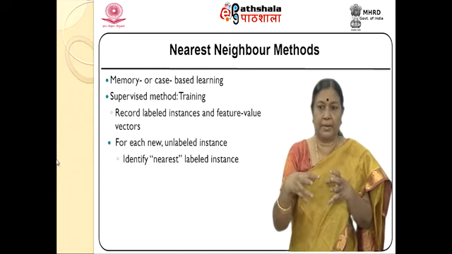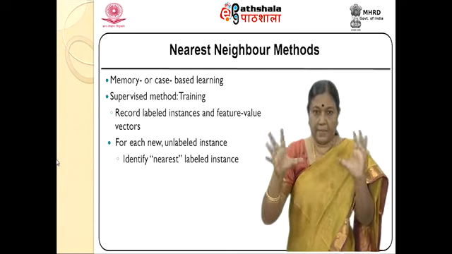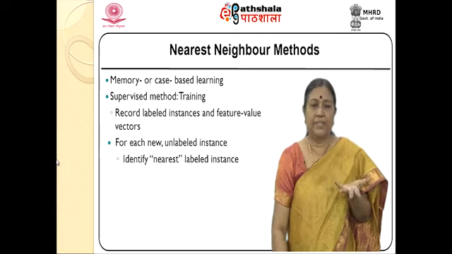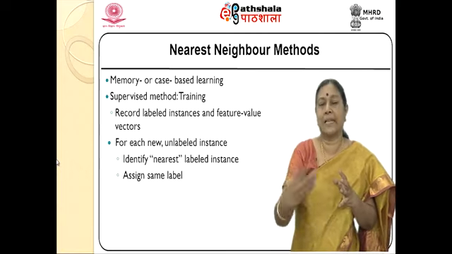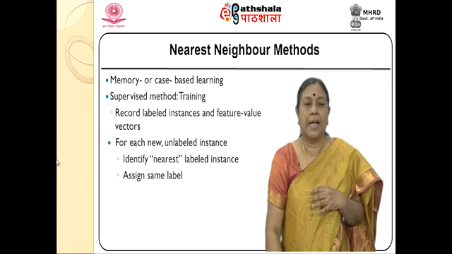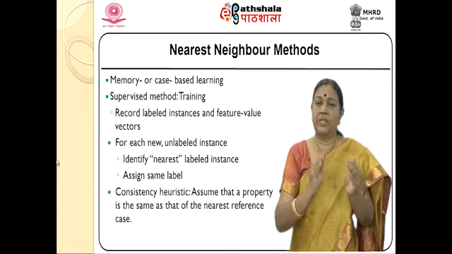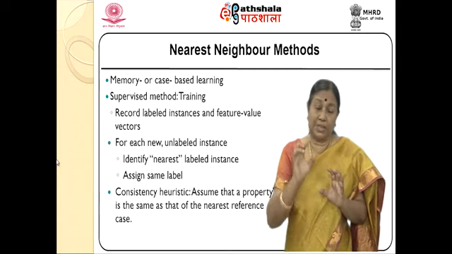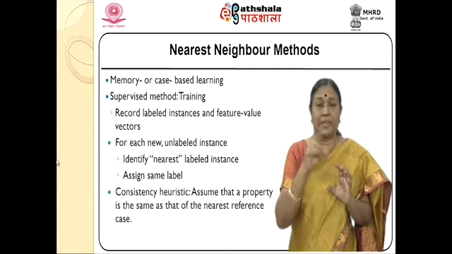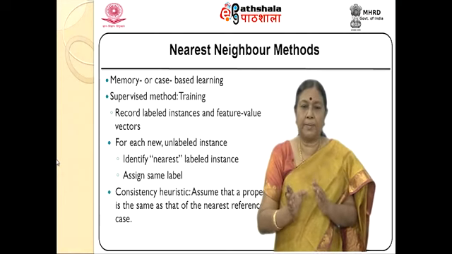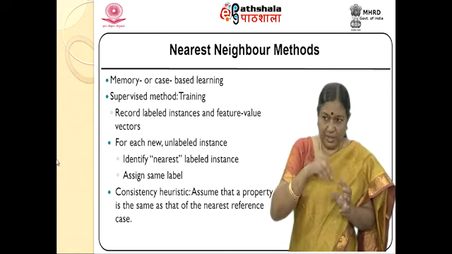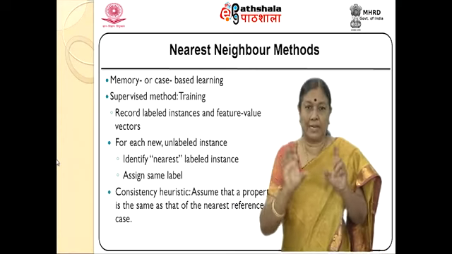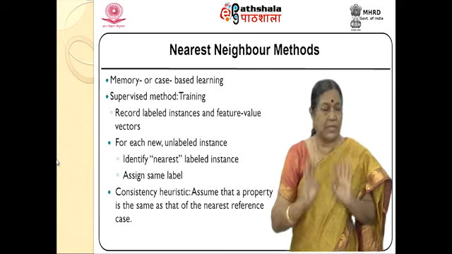So, you have a number of labeled instances which you have represented in a space. So, you find the nearest labeled instance, identify that and assign the new instance the same label, that is the nearest neighbor, and that is how you do this method. Consistency heuristic: the heuristic that we are assuming is that a property of the new, unlabeled instance will be the same as that of its neighbor. That is the assumption we are making when we are doing this nearest neighbor.